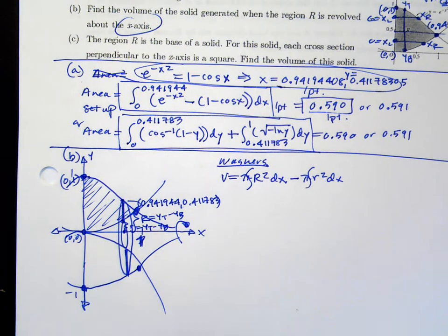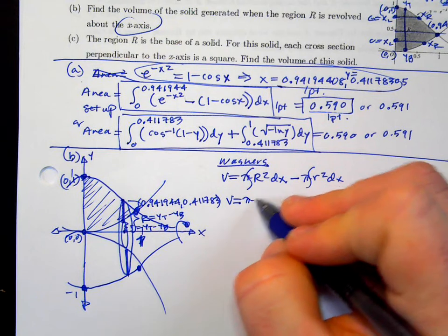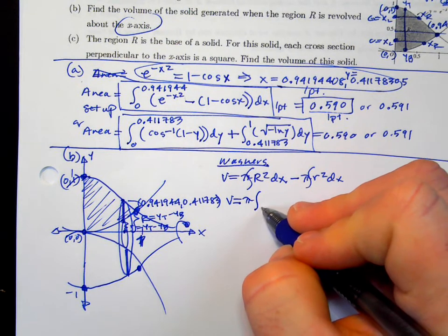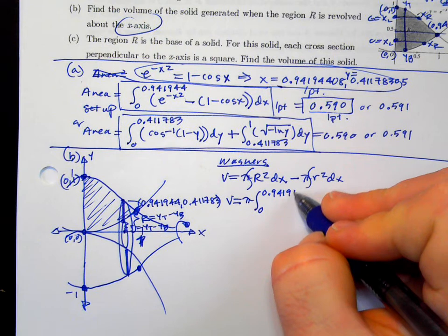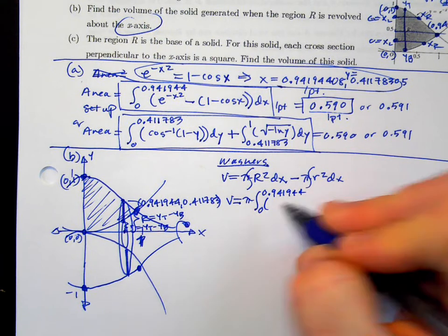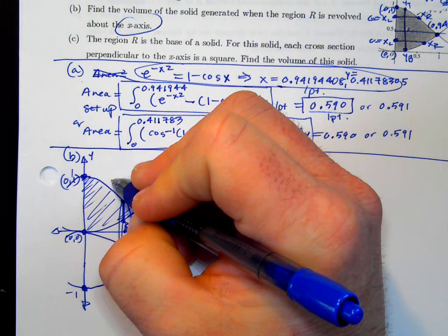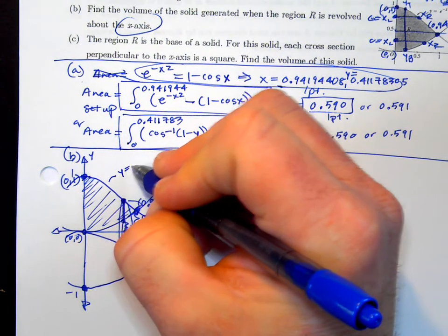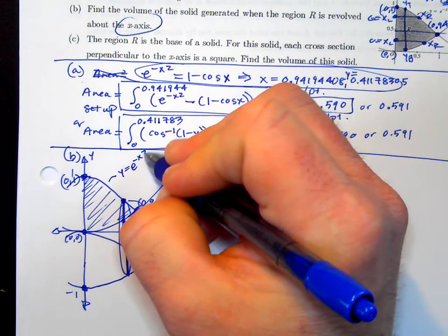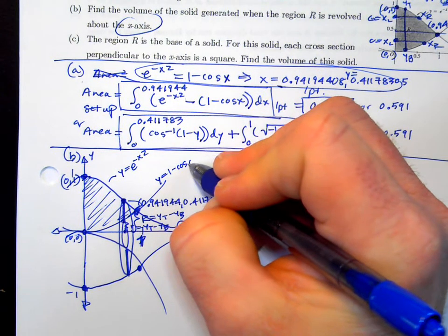That's why we have the picture. The volume is going to be, the limits are going to be in the x direction, 0 to 0.941944. The big radius is y top in terms of x. Now, might be helpful to go ahead and just label these graphs again. Y equals e to the negative x squared, and this one is y equals 1 minus cosine x.